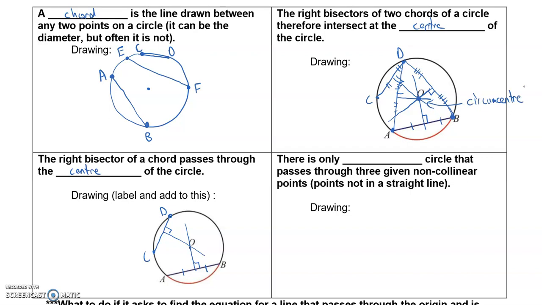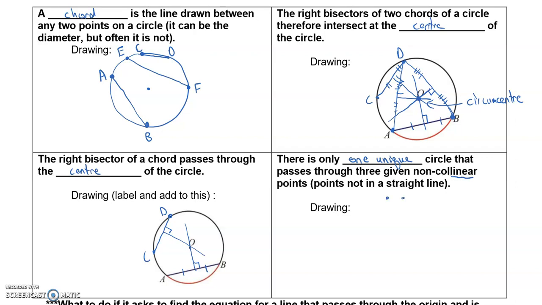Now, you're not going to need to calculate that right now. However, it is worth noting what the circumcenter is. The last property I want to talk about here is that there is only one circle, and I have a big blank because I'm going to say one unique circle, that passes through 3 given non-collinear points. Points not in a straight line. So, right, linear, straight line. So non-co means non-together in a straight line.